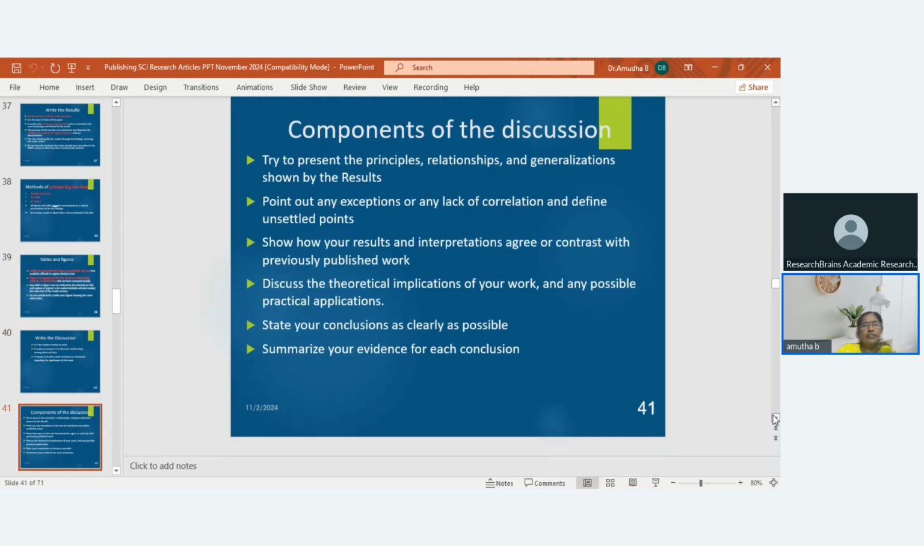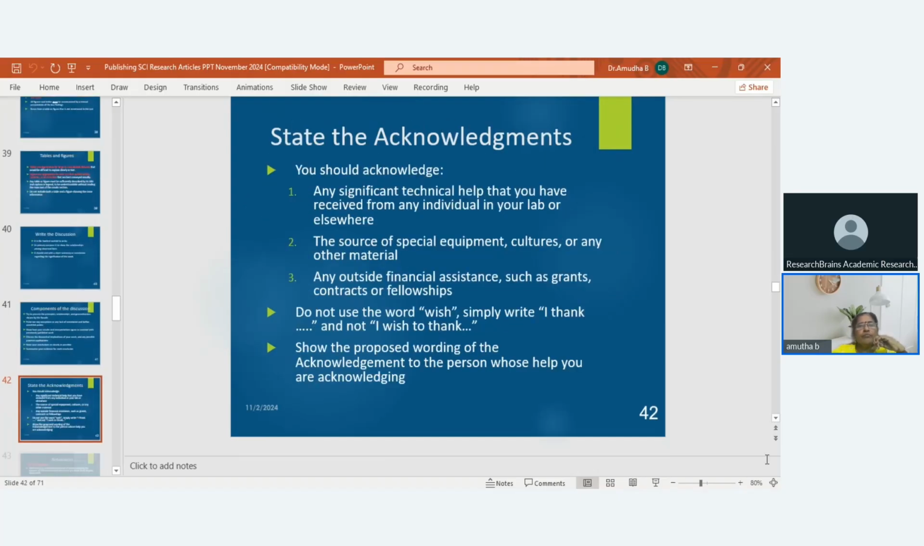There are some components in the discussion section. To present the principles, the relationship among the data, and the generalizations shown by the results, you have to write it in the discussion section. The discussion section should clearly state what kind of relationship among the data exists, and whether there are any exceptions or any correlation is missing. When there is a correlation among the data, some relationship is there. When one data has no relationship with other data and something is missing, you should analyze why that missing occurs, why there is no connectivity. That you have to understand and write.